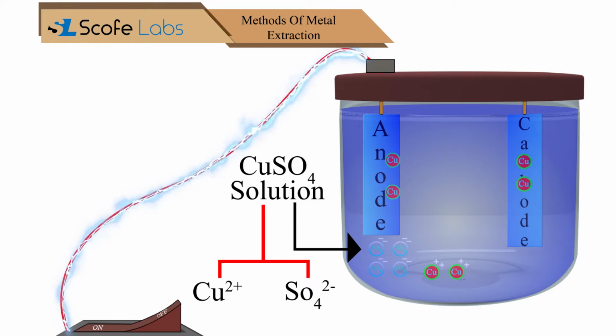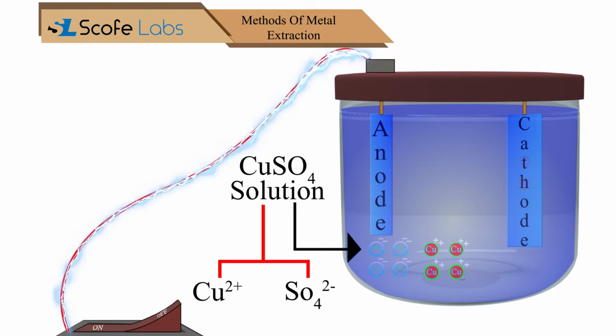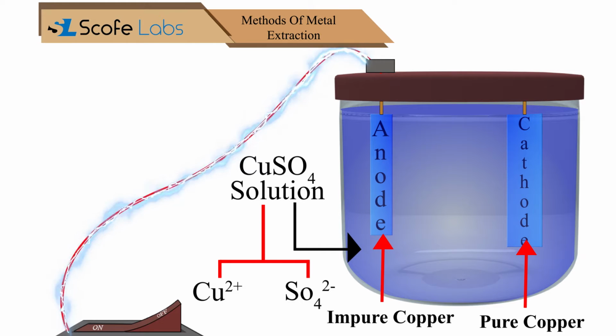At the same time, the copper atoms from the anode lose 2 electrons, convert into copper ions, and dissolve in the electrolytic solution. In this way, indirectly, copper atoms from the anode deposit on the cathode and we get a thick cathode rod of pure copper.